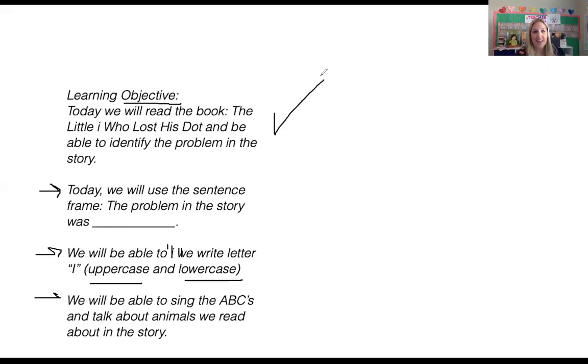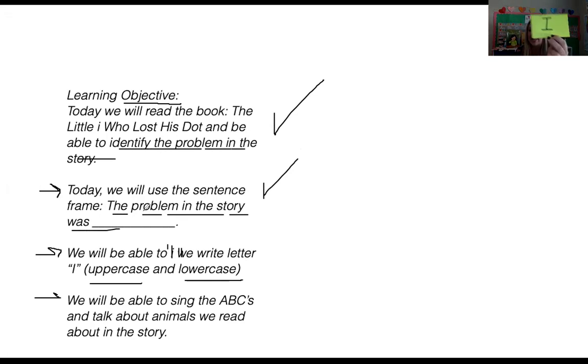Very good. Now I want to practice real quick. Let's go back to our whiteboard. We read and we identified the problem in the story. We just were able to speak and use this sentence frame. The problem in the story was the little I lost his dot. And I would like to see everybody if they know how to write a lowercase I and an uppercase I, little I, big I, lowercase I, uppercase I.